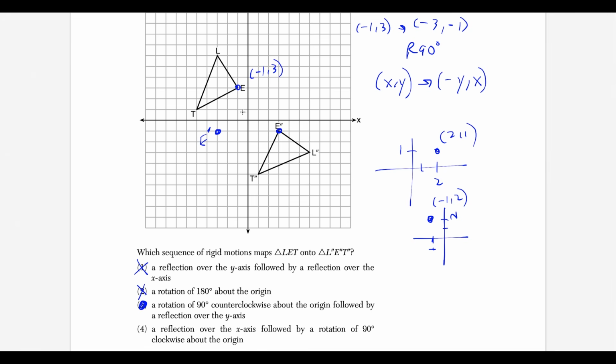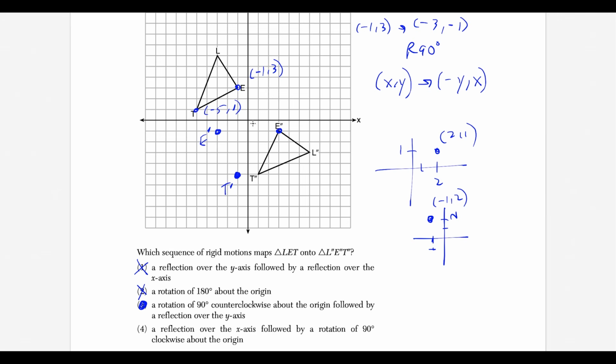What I would do to really be sure is just check the other point. So this is the point negative 1, I'm sorry, going 1, 2, 3, 4, 5. So negative 5, 1. This would map us to negative 1, negative 5, which would send us down here. And then we could see if T prime is here, T double prime is a reflection over the y-axis.